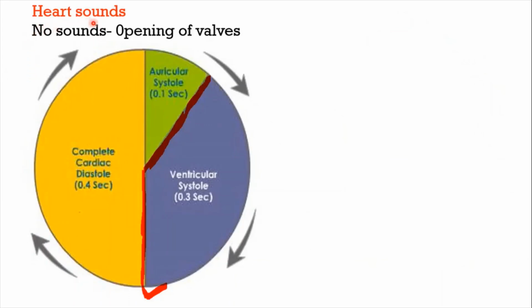Let's now discuss the heart sounds. No sounds are produced during opening of valves. Closure of valves produces the sounds during the cardiac cycle. On the onset of ventricular systole, when AV valves are closed, the first heart sound, LUP, is produced. It is also known as S1, the first heart sound. At the beginning of ventricular diastole, when the semilunar valves are closed, the second heart sound, DUP, is produced. It is the second heart sound, S2.